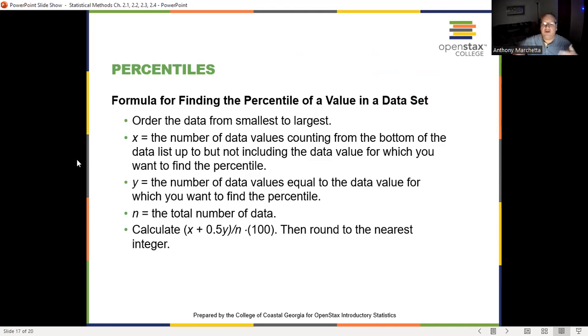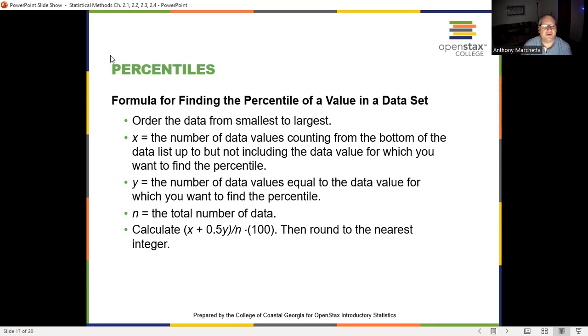So if you're going to find the percentile of a value, then you order them again, put them in order from least to greatest, and then X is the number of data values counting from the bottom of the data list up to, but not including, the data value you want. So when we were looking at that long list of ages, if I said do 38, then count all of the numbers that are lower than 38 in the list. Y is the number of data values that are equal to the data value. So that would be the actual number of 38s, or whatever the number is I would call. And then N is the total number of data.